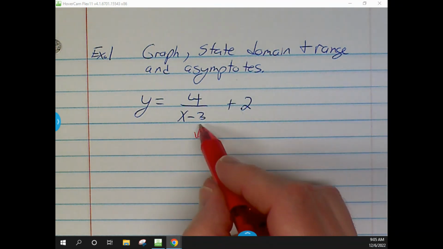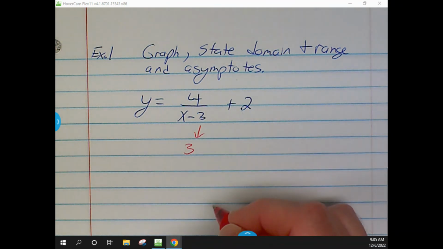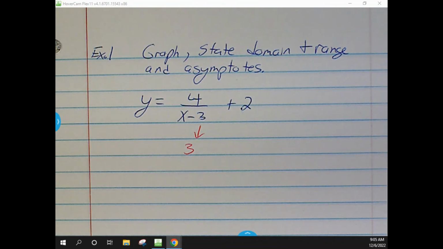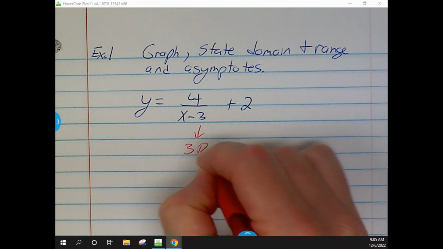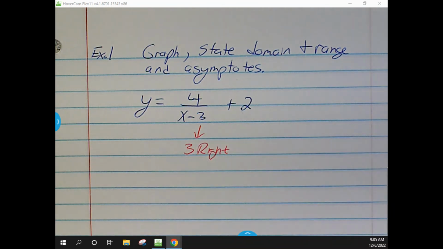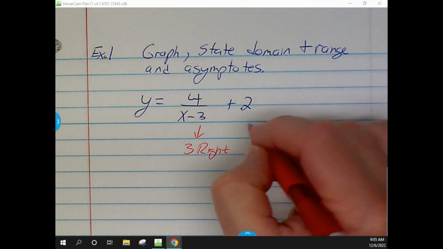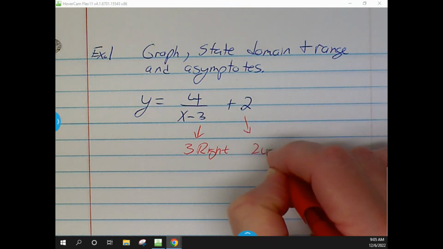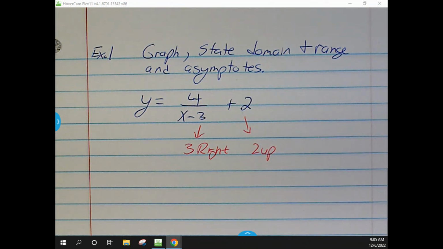Say negative 3, so we're going to go 3 spaces, not to the left, but 3 spaces to the right, because anytime it's on the inside of whatever, in this case the denominator, because x is in the denominator, anytime it's in that area that we're working with, you always go the opposite direction. So we're going to go 3 spaces right. 2 on the outside means we're going to go 2 spaces up.